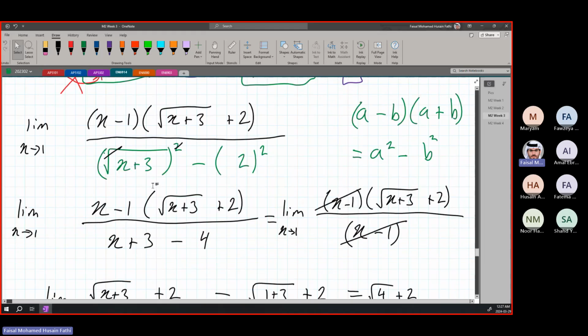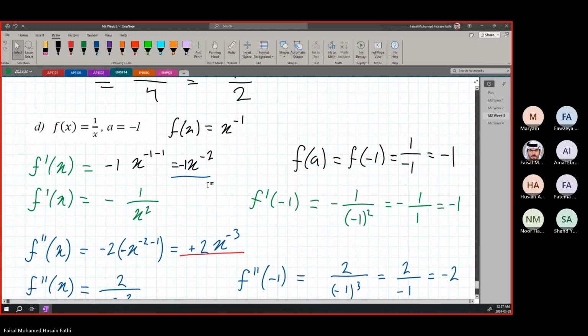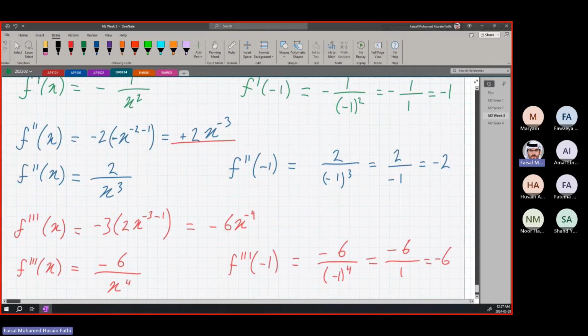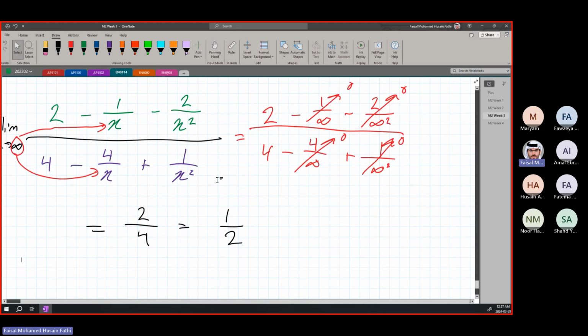Where did the equation go? I put this in the wrong sheet. 1 second. Let me just copy paste this.